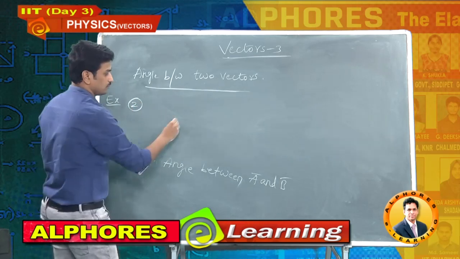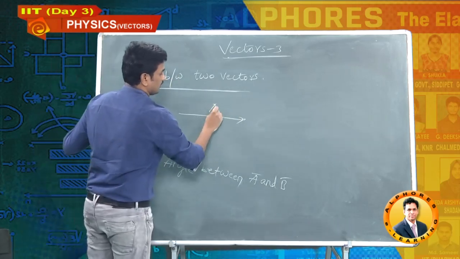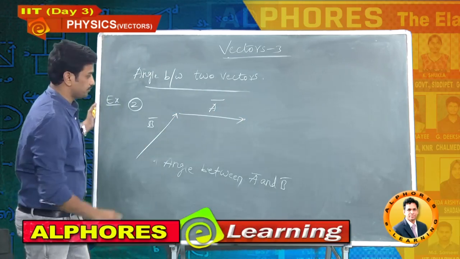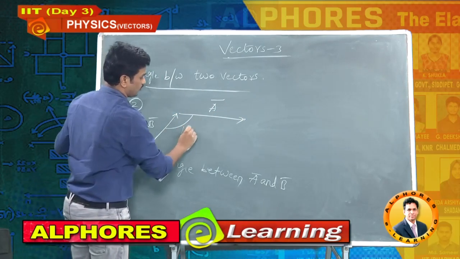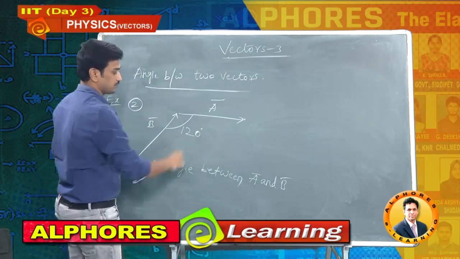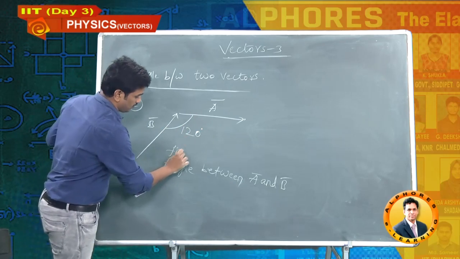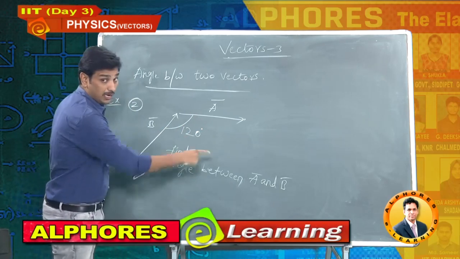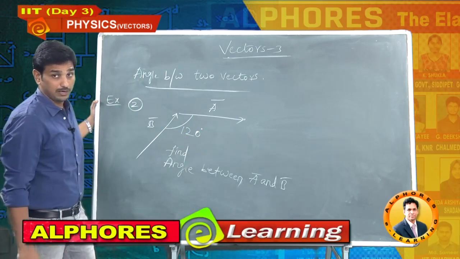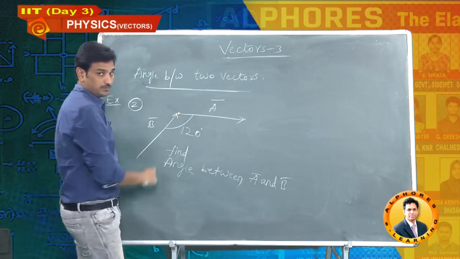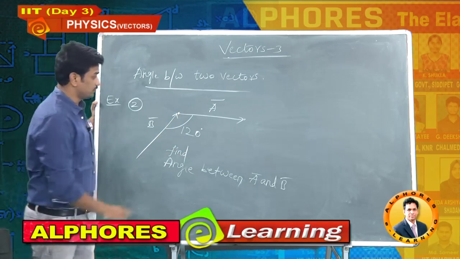Example 2. A bar, B bar. Let it be 120 degrees. Find the angle between A bar and B bar. How to measure the angle between A bar and B bar? Here, head tail joint. Again there is a problem.